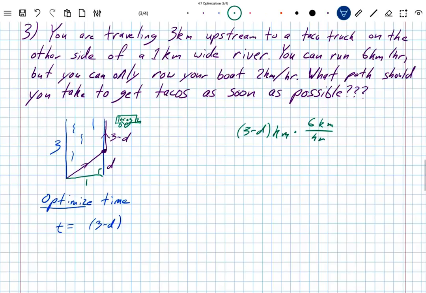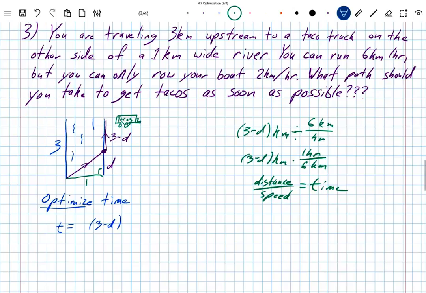Notice this doesn't quite work out if I try to multiply it. I want to get something in hours. So in fact, what I need to do is divide. So it's really 3 minus d kilometers times 1 hour per 6 kilometers. That might seem a little weird at first. We can write this more generally: distance over speed is going to be equal to time. So time times speed is distance. Distance over speed is time.